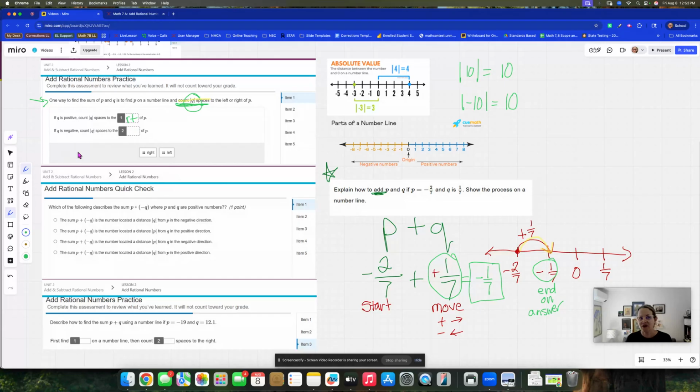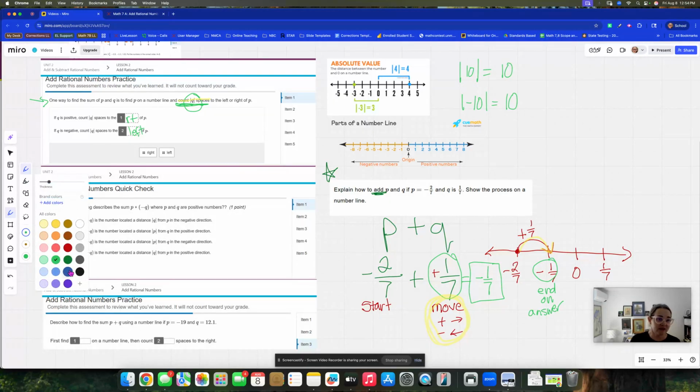Okay, if Q is negative, we're going to go to the left. The big picture here: remember, the first number is where you start. The second number is how far you're going to move. The sign of the second number tells us if we're going to move left or right. So this here was the moving left or right. The amount we move, that's the absolute value. Okay, wow, that's a lot, isn't it?